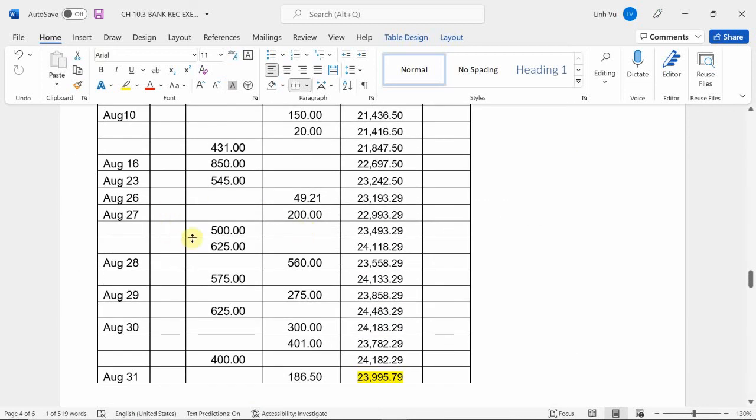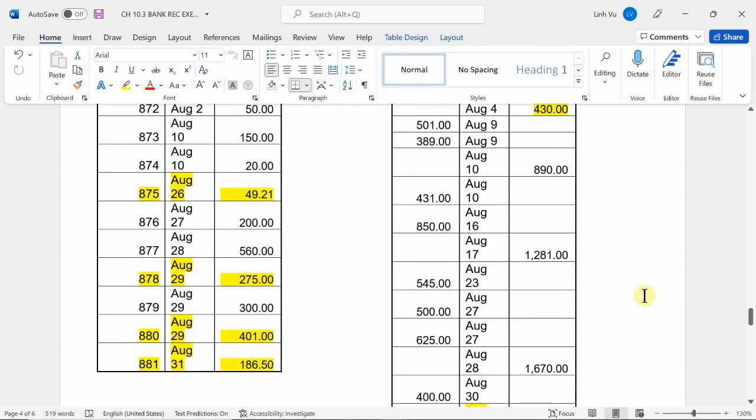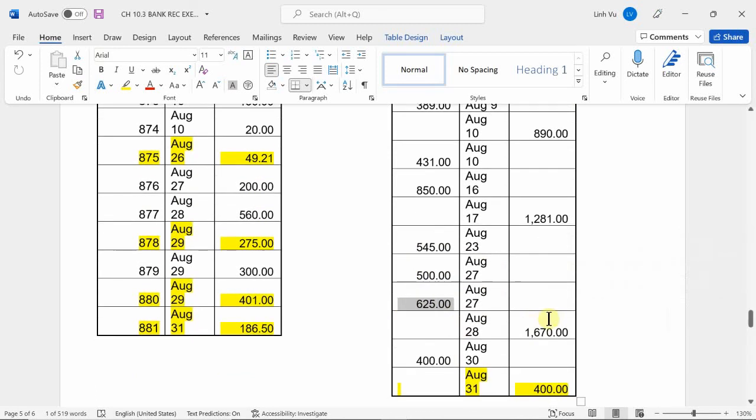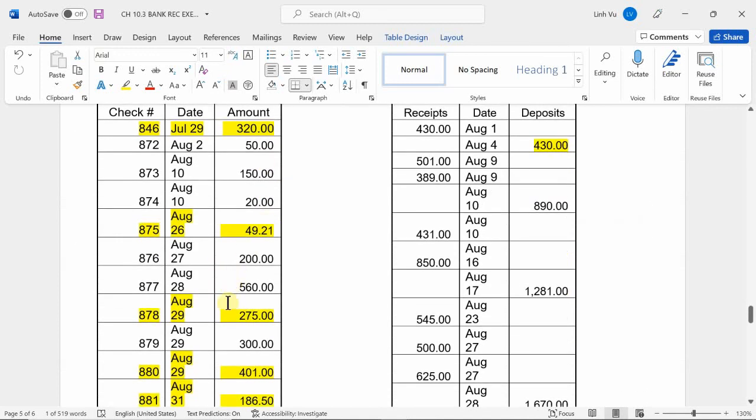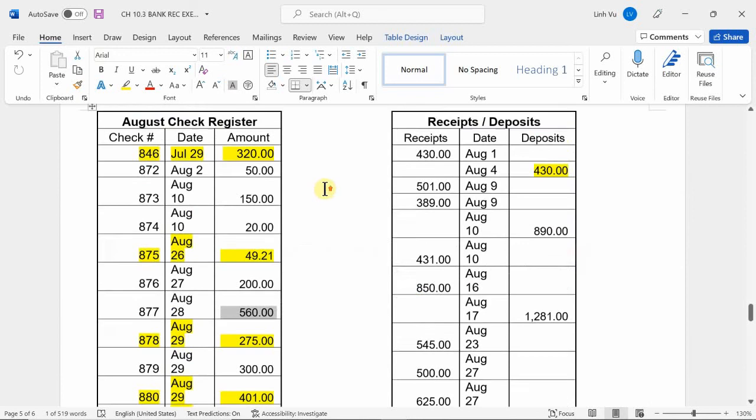Next here, I deposited $500 and then $625. Let's see. Here's my 445 from previous. I added my 500 and 625 to get me 1,670. So yes, that's true. I did make that deposit for the 565 and the 625. Did I cut a check for 560? Let's see. Yes, I did, right here.